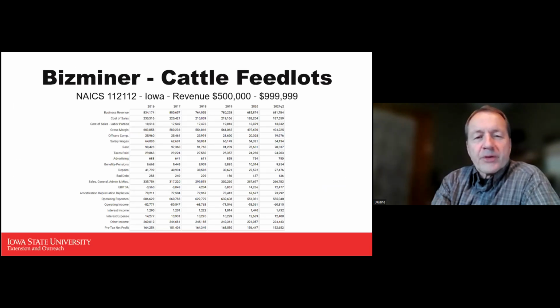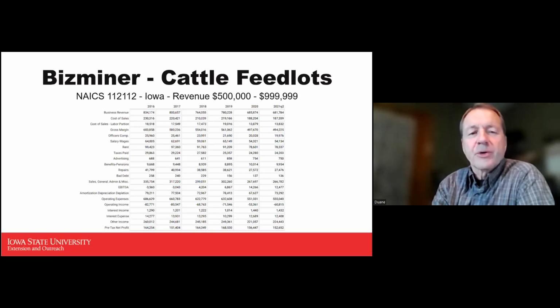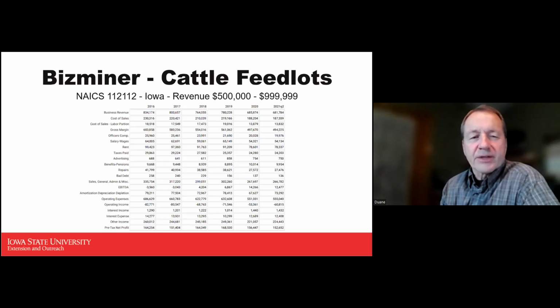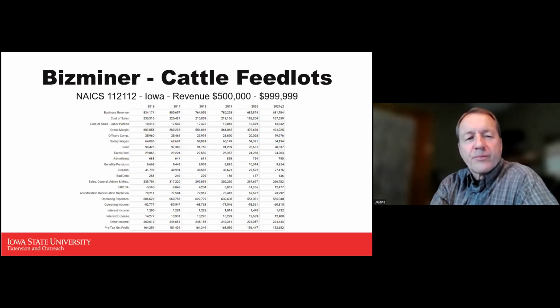So then I go to my BizMiner web application, and this, by the way, is a fairly pricey application. So that's why I'm not suggesting anyone go purchase it. Instead, ask your SBDC or ask your lender if they have access to it. And then you can see NAICS 112112 for the state of Iowa, with businesses with revenue from $500,000 to $1 million. These are the averages over the last few years. Average revenue, cost of sales, and so on down the line.